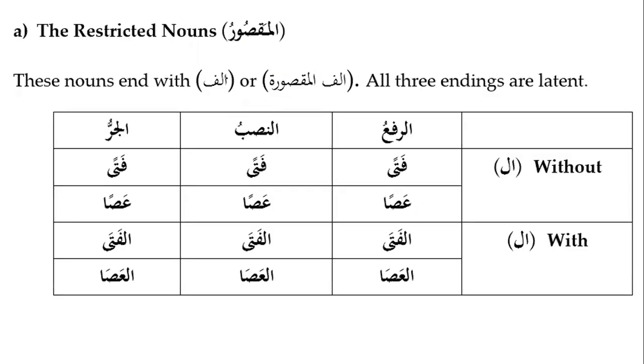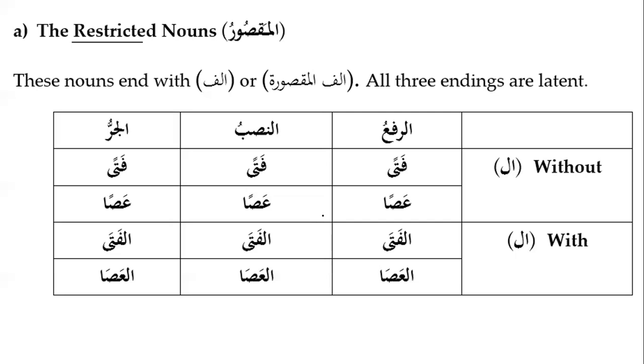The first one is called al-ismu al-maqsuru. Maqsuru, not with kaf, this is with qaf. So restricted nouns, the nouns that are restricted. Qasara yaqsuru, to restrict something. Qasrun, you might have heard about that. Qasrun is also used for the palace, which is restricted. Qasirun is ism al-fa'il, and maqsurun is ism al-maf'ul, something that is restricted.